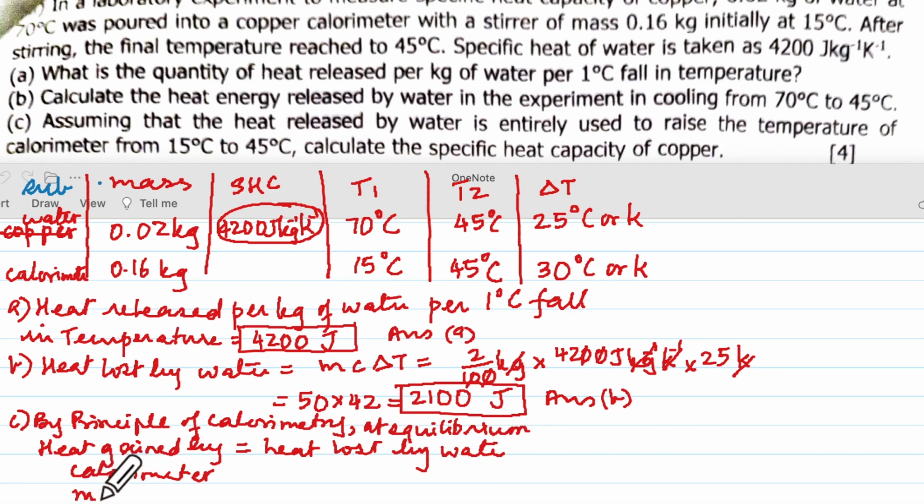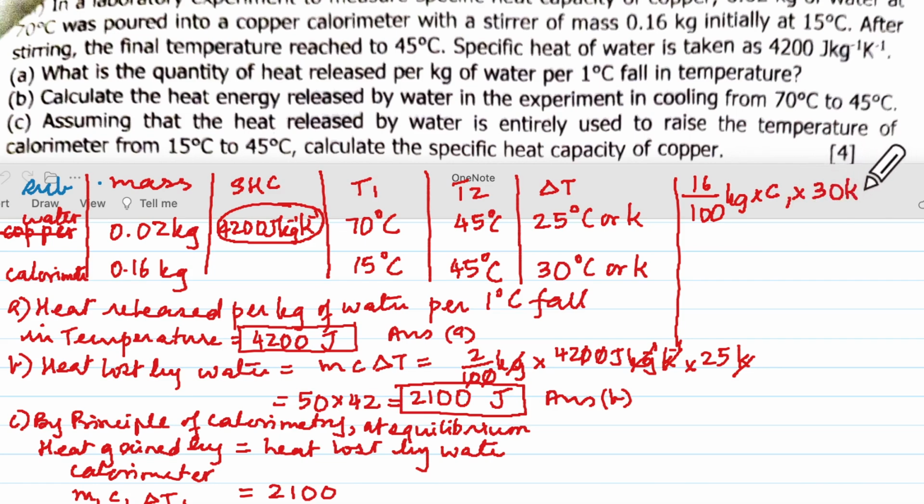So here I will write M1, C1 and delta T1, and here I'll write 2100 because I've already found it out. Okay, so I'm continuing here after this. For my calorimeter, I will write 16 upon 100 kg into SHC, I'll write C1, into delta T which is 30 Kelvin, is equal to 2100 joule. So C will be equal to, cancel just a 0.